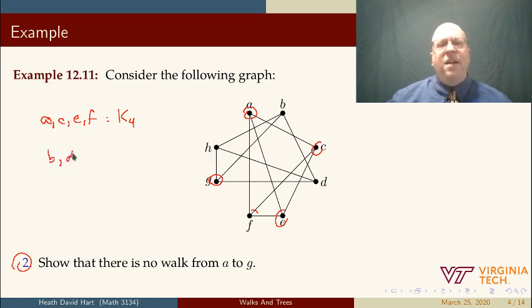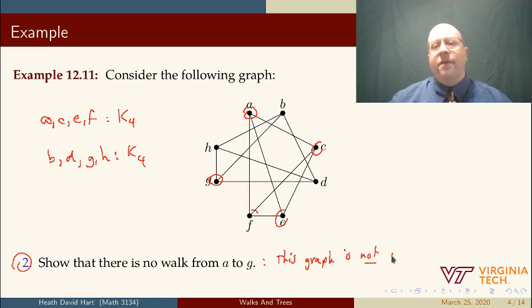B, D, G, and H also form a complete graph on 4 vertices, but they don't have any junction that lets you get from one of these graphs to the other one. This graph has no way of getting from A to G. What that means is that this graph is not connected, because in a connected graph, you can walk from any vertex to any other vertex.